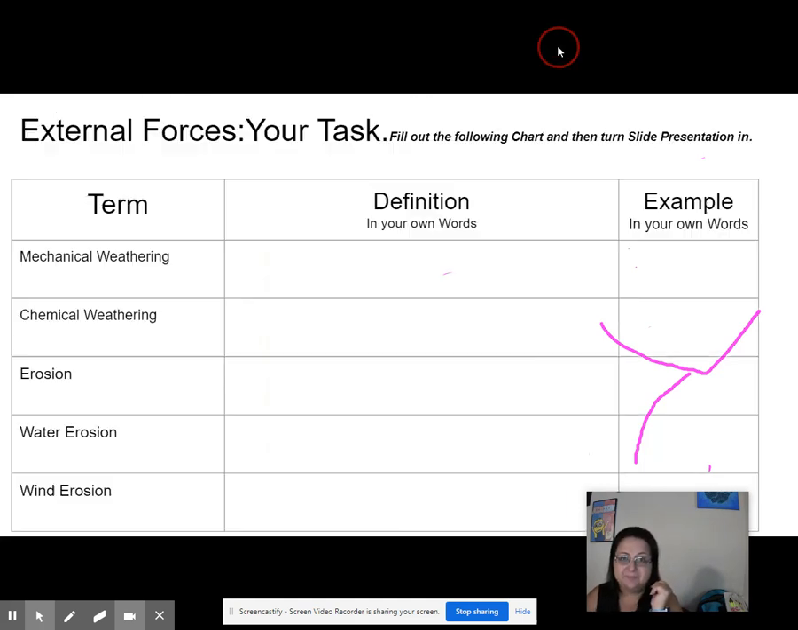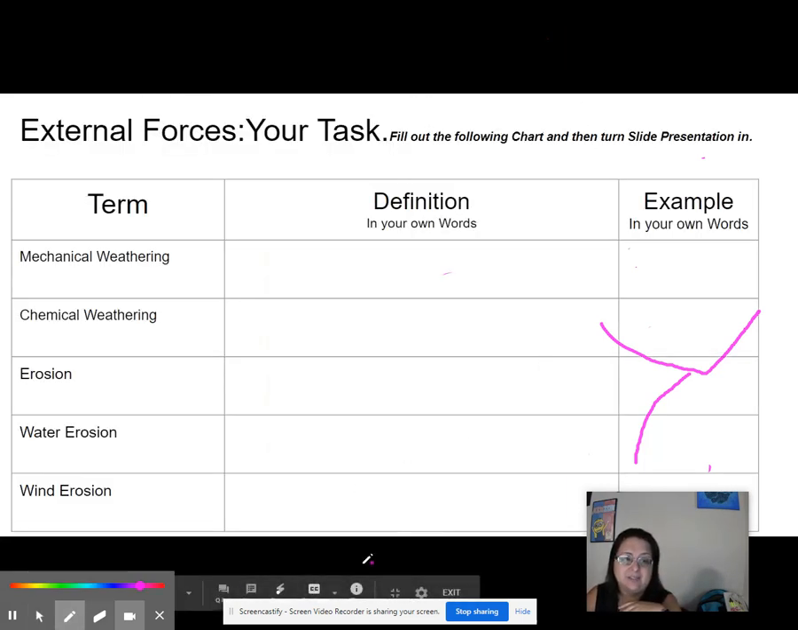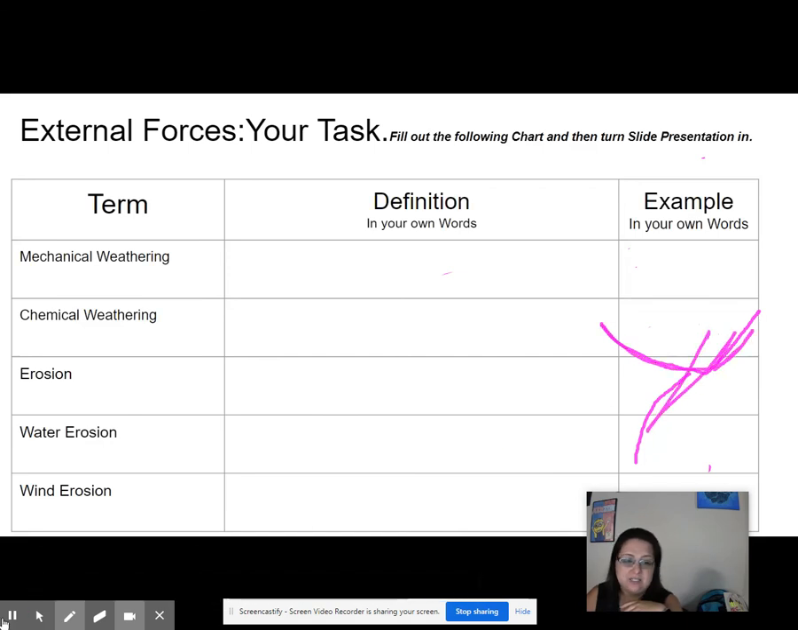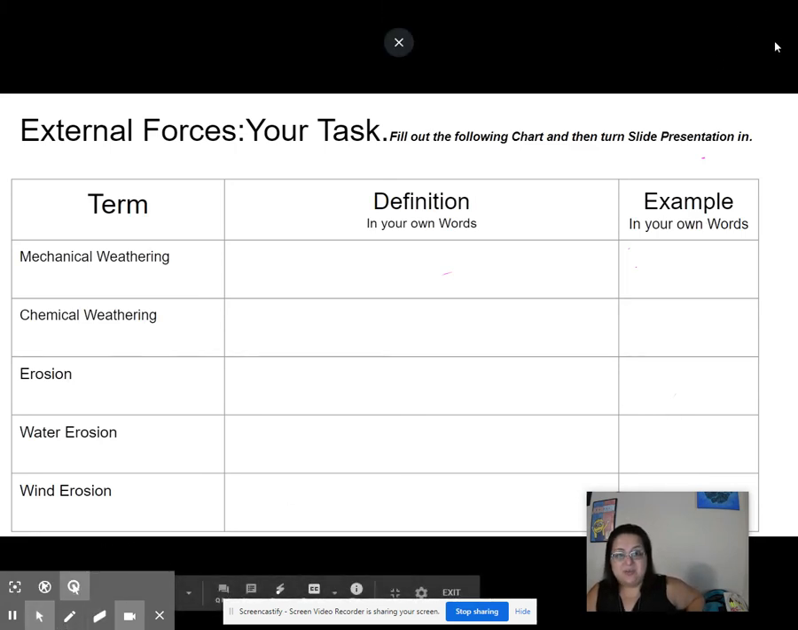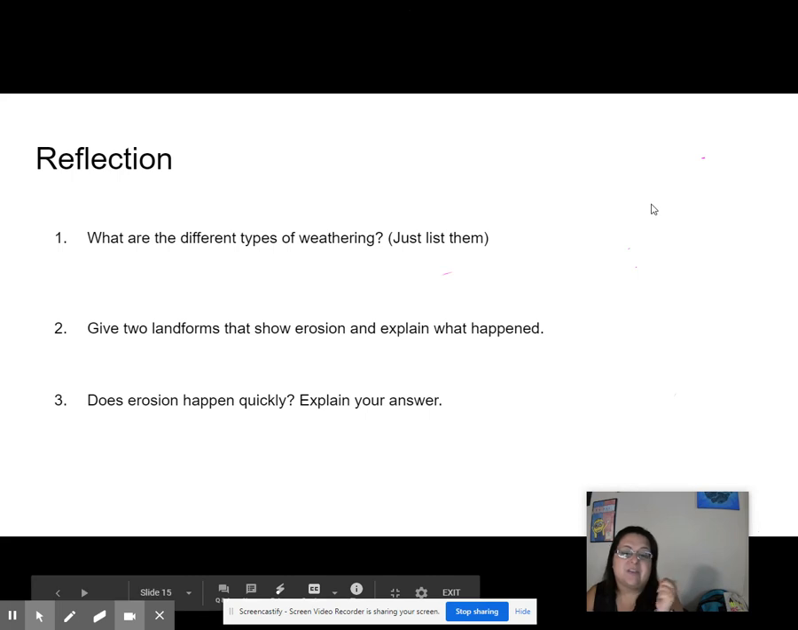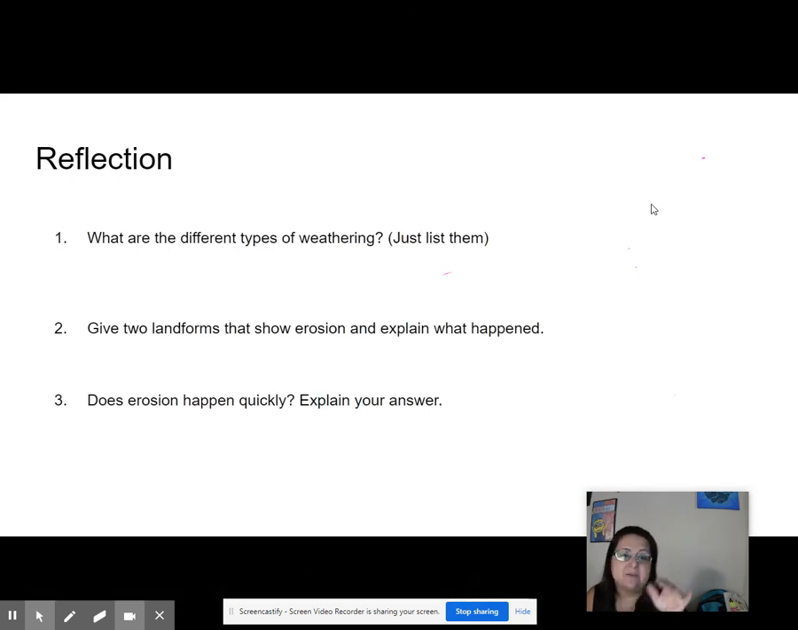All right, on this one, you're going to define it in your own words, and then you are going to give me an example in your own words. And then on the next one, you have 3 questions. What are the different types of weathering? You could just list them. Give 2 landforms that show erosion, and explain what happened. You should have a water example, and you should have a wind example. And does erosion happen quickly? The answer is no, it takes forever.